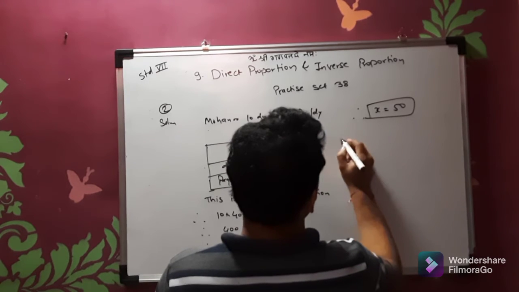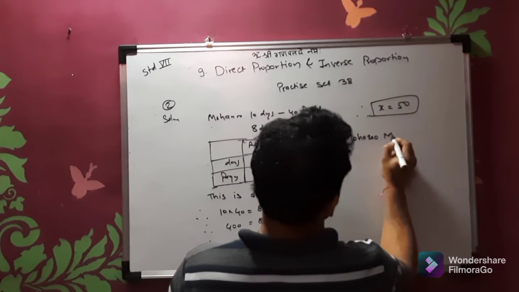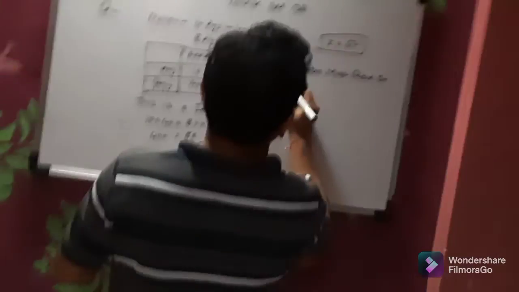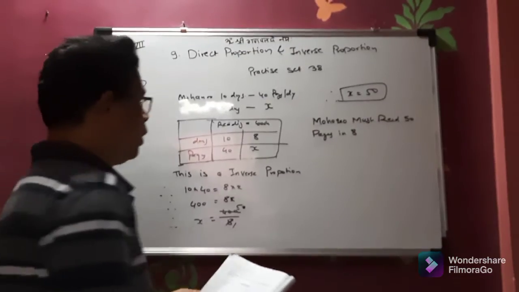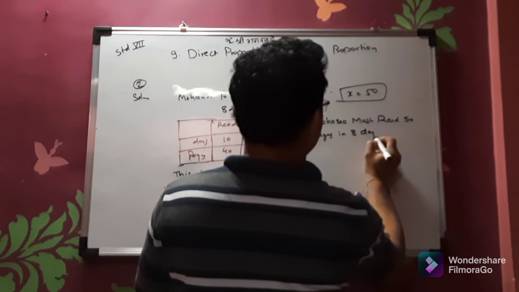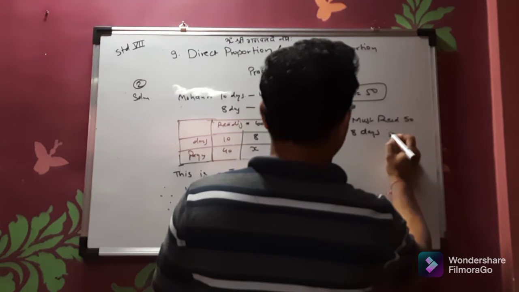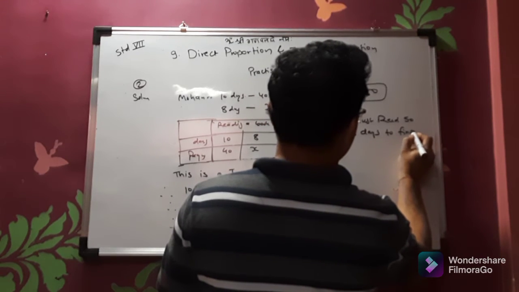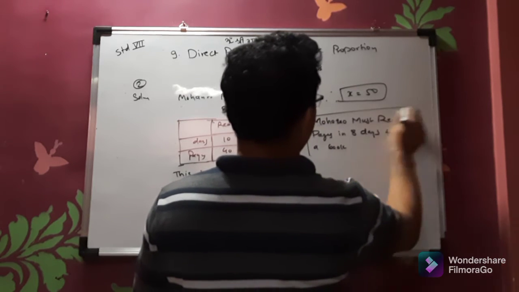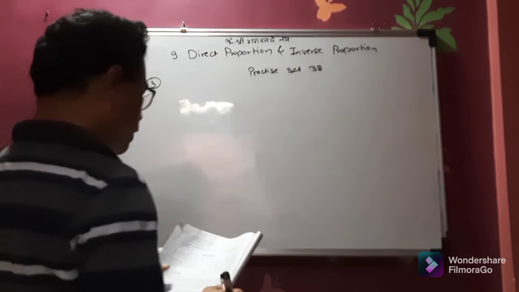Mohan Rao must read 50 pages per day to finish the book in 8 days. This is the final answer. Hope you might have understood this. Now we will solve problem number 3.